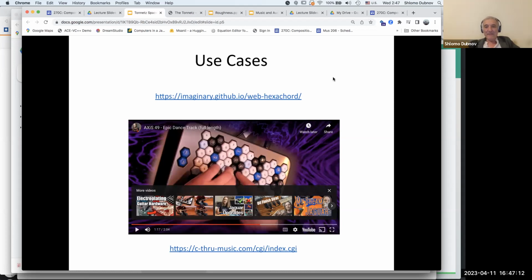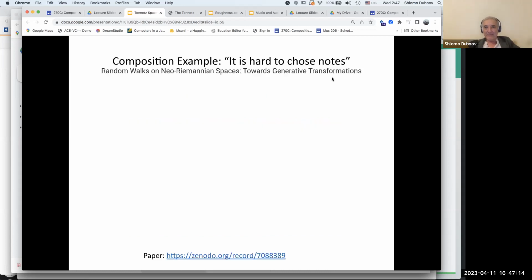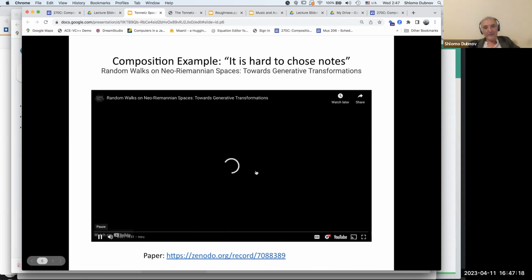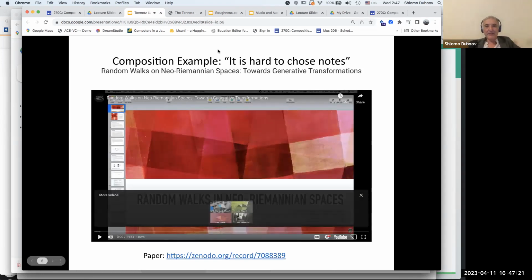So next week we'll talk about, I'll present, this paper, Random Walks and Neo-Riemannian Spaces Towards Gender Transformation, where I think this is an interesting example of how to combine the random walk and the graph structure on a space that is already pre-designed to have a specific structure.